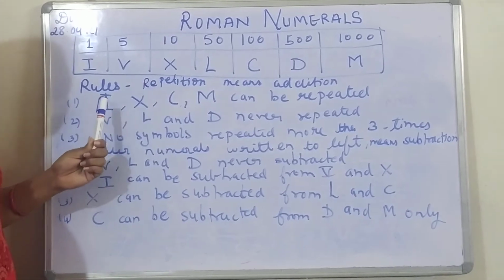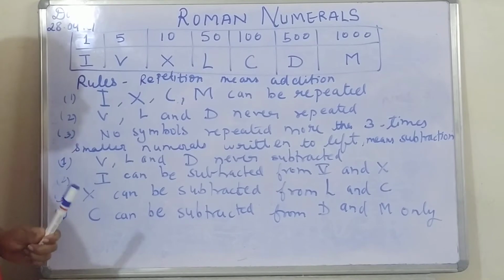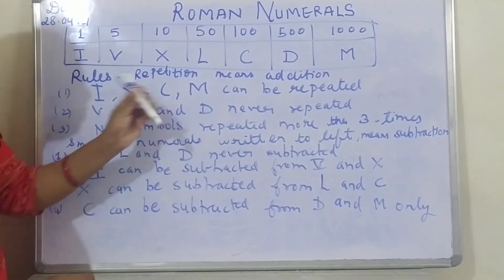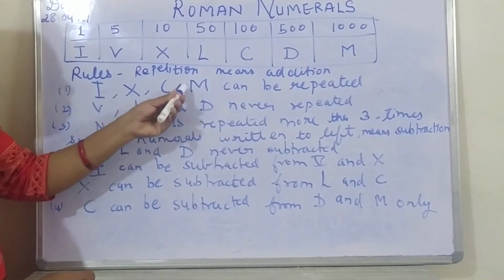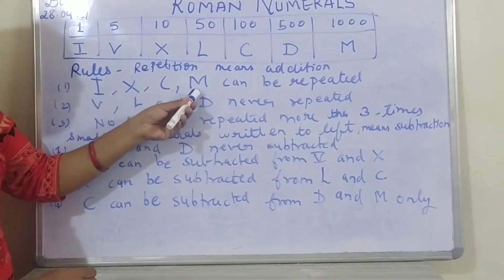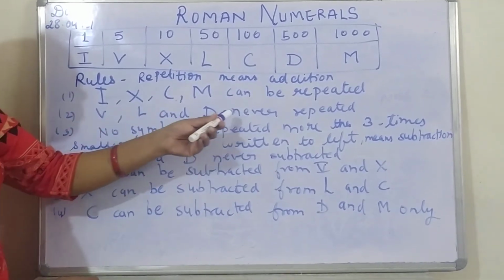And some rules: I, X, C, M can be repeated. We can repeat X 2 times. We can repeat C, we can repeat M. Only these symbols can be repeated. Which ones? I, X, C, M can be repeated. V, L and D are never repeated.